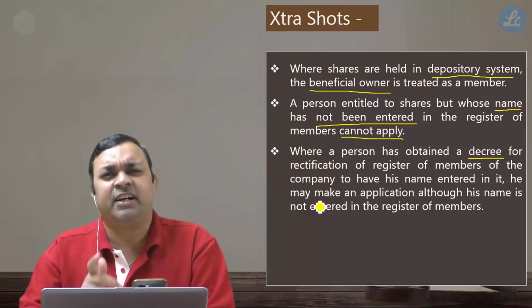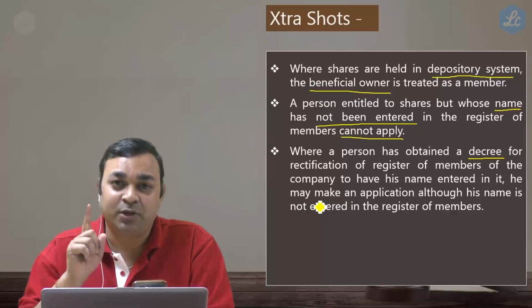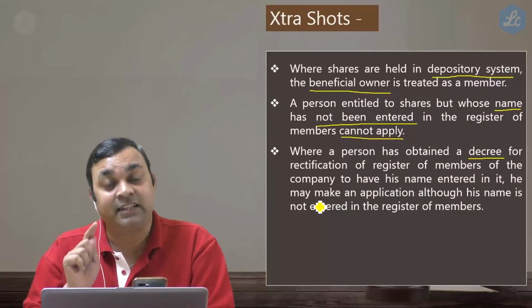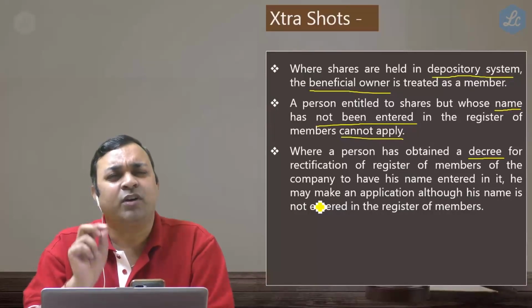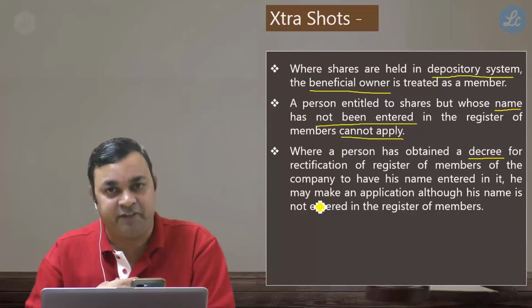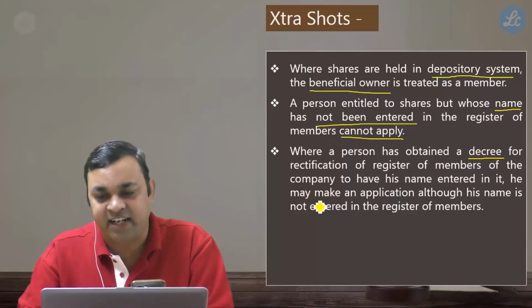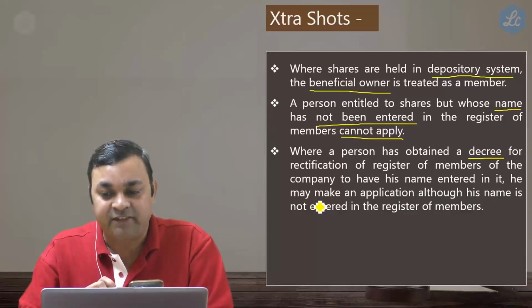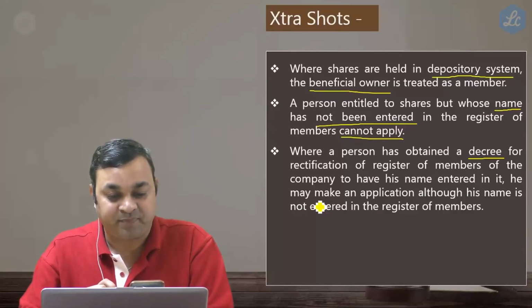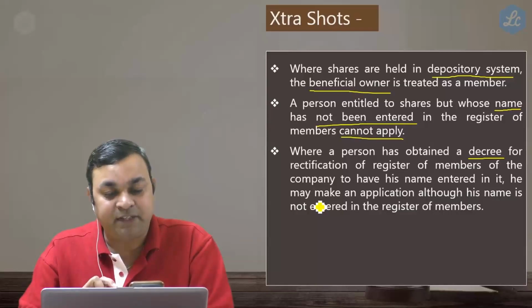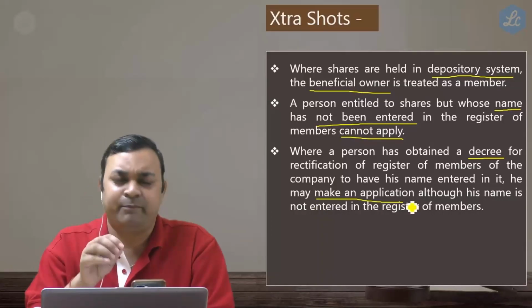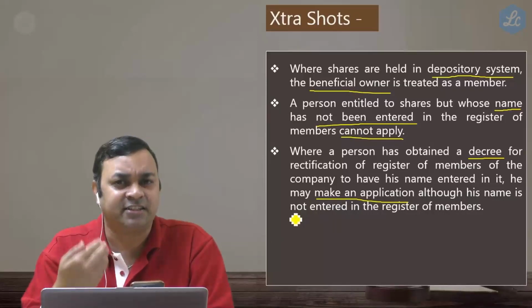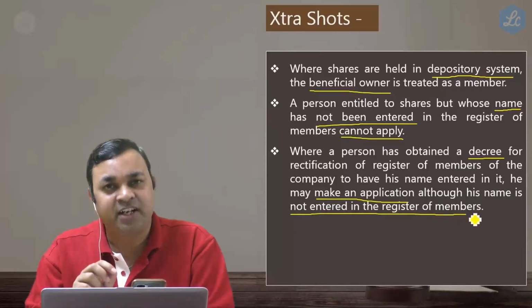This is a different kind of answer, and you need to remember this point. This is decided in case law. Where a person has obtained a decree, and what is the meaning of decree? A judgment in your favor, as per the Civil Procedure Code 1908, for rectification of the register of members of the company to have his name entered in it. He may make an application, although he is not a member, because his name is not yet entered in the register of members. Still, he has obtained a court decree.